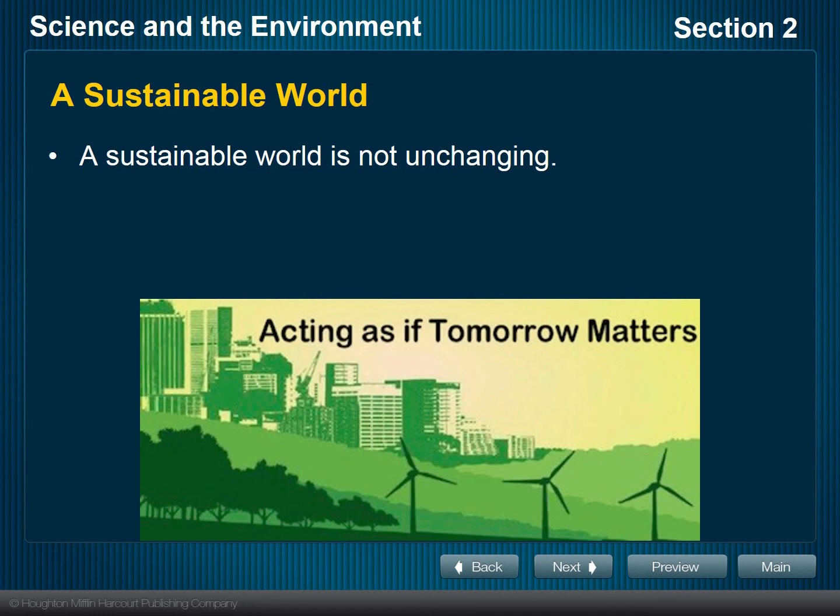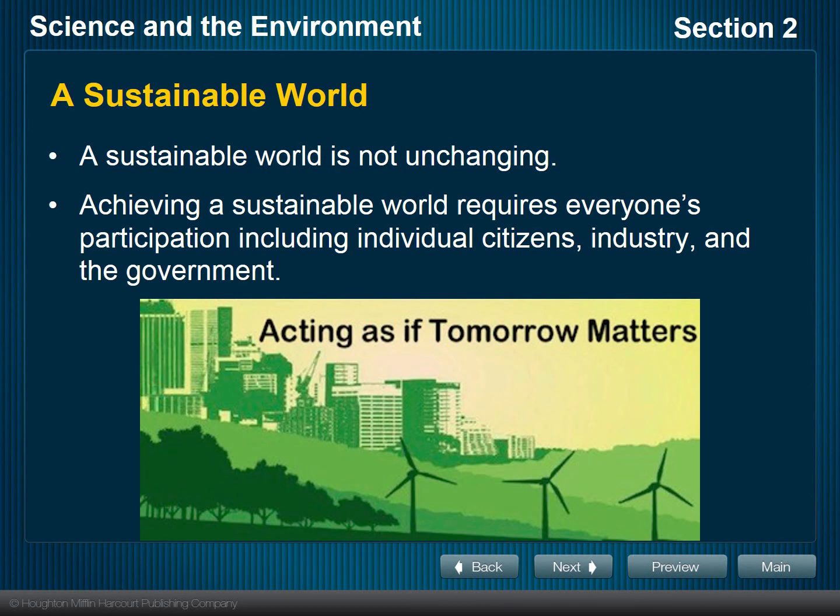The developed countries are using resources faster than they can be replaced. Achieving a sustainable world requires everybody's participation, including individual citizens, industry, and the government. This includes each and every one of us.